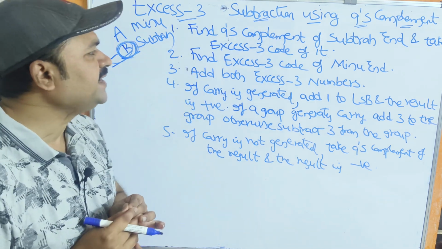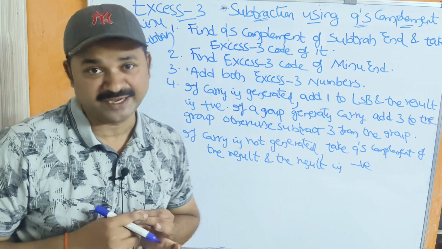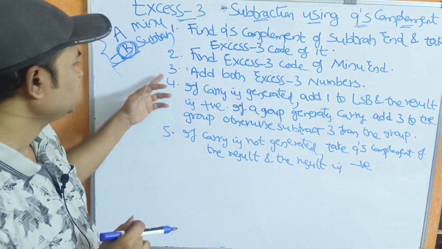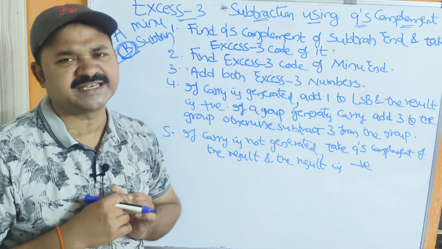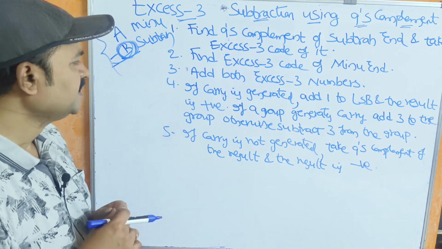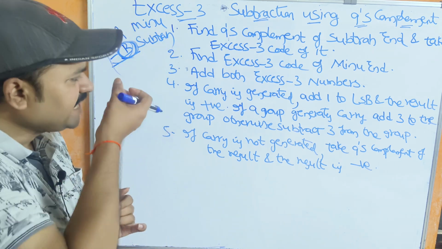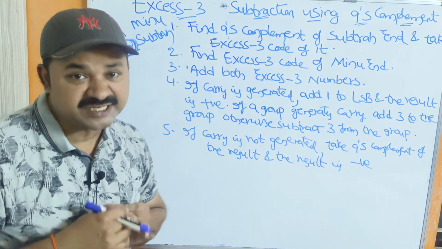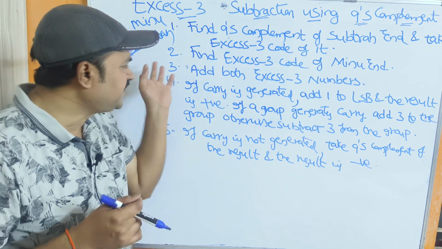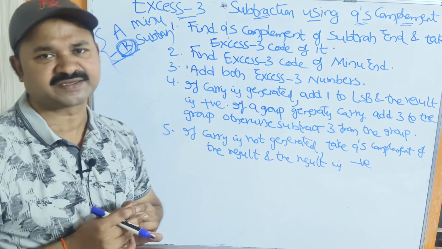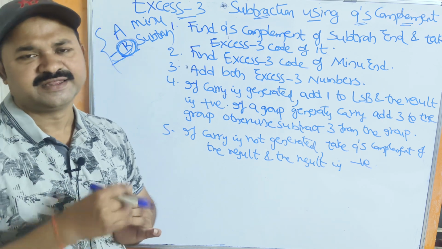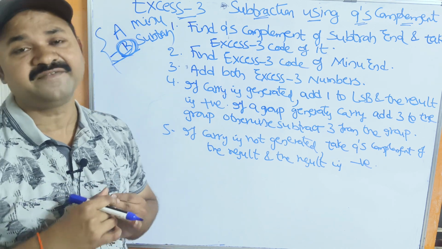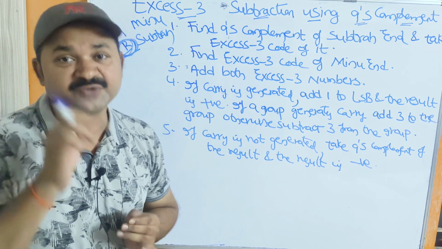Step 2. Find the excess-3 code of the minuend. So now both the numbers are in excess-3 notation. Step 3. Add both excess-3 numbers. Step 4. If the carry is generated, add 1 to the least significant bit and the result is positive. So after adding those two excess-3 numbers, if carry is generated, then we have to add that carry to the least significant bit and we can say that the result is a positive number.